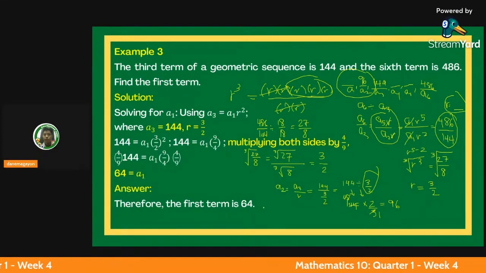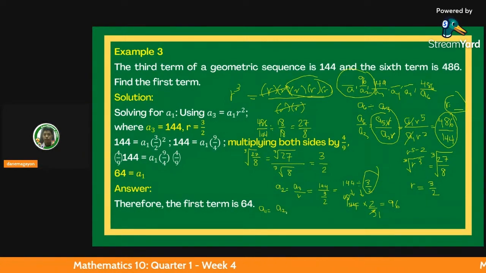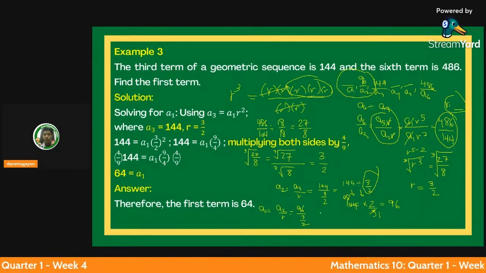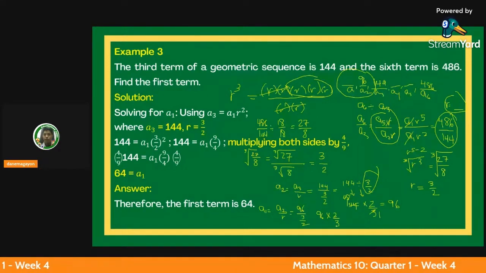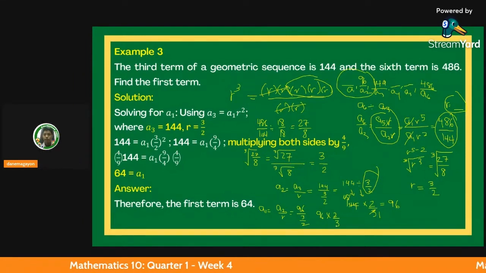For the other one, a sub 1, you can obtain it by taking our answer a sub 2 divided by r. Our a sub 2 is 96, and our r is 3 halves. Again, r will be equal to 3 halves. How does the solution go? We have 96 times, I'll go straight to 2 over 3. So we have 96 over 2 over 3, because the solution is 96 divided by 3 halves, right? So as a result, we have 96 times 2 thirds.